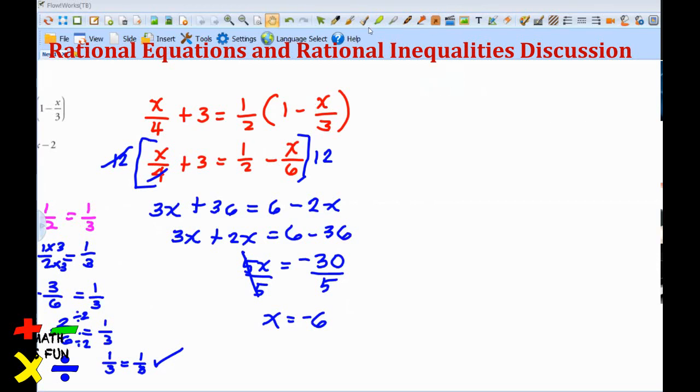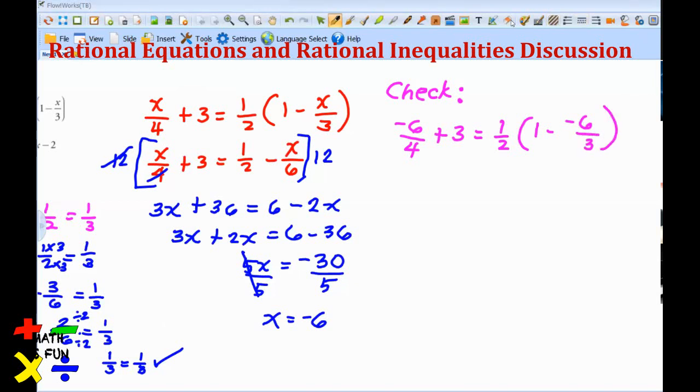Okay, next let's have checking. When we check, we need to substitute the x. So in this equation, it will become negative 6 over 4 plus 3 equals half open bracket, half minus negative 6 over 3. So then it will become negative 3 halves plus 3 equals half times 1 plus 2, because that's negative and negative.